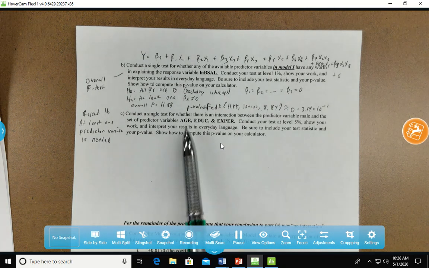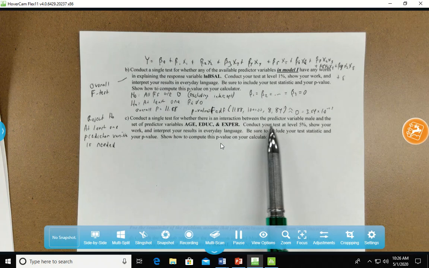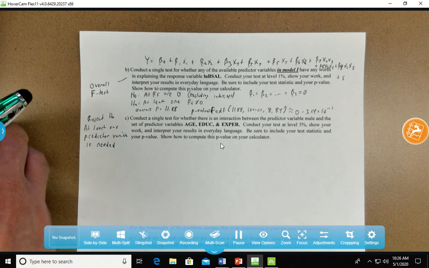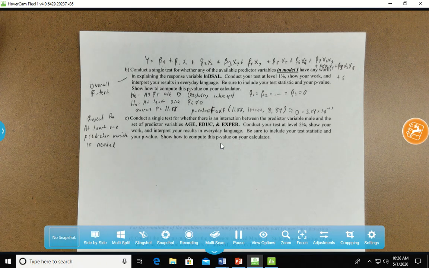Let's conduct a single test whether there is interaction between the predictor variable male and a set of predictor variables age, education, experience. Conduct your test at level 5%, show your work, and interpret your results.